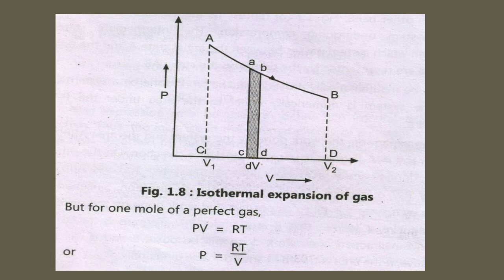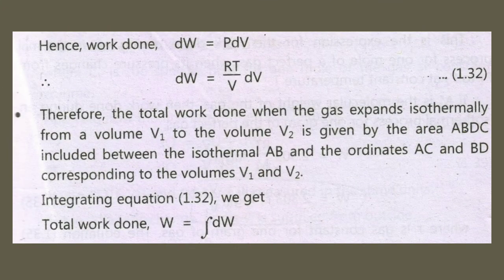Now for 1 mole of a perfect gas, PV is equal to RT or P is equal to RT divided by V. Hence work done dW is equal to P dV is equal to RT divided by V into dV, by substituting the value of P. Therefore, the total work done when the gas expands isothermally from a volume V1 to V2 is given by the area ABDC included between the isothermal AB and ordinates AC and BD corresponding to the volumes V1 and V2.